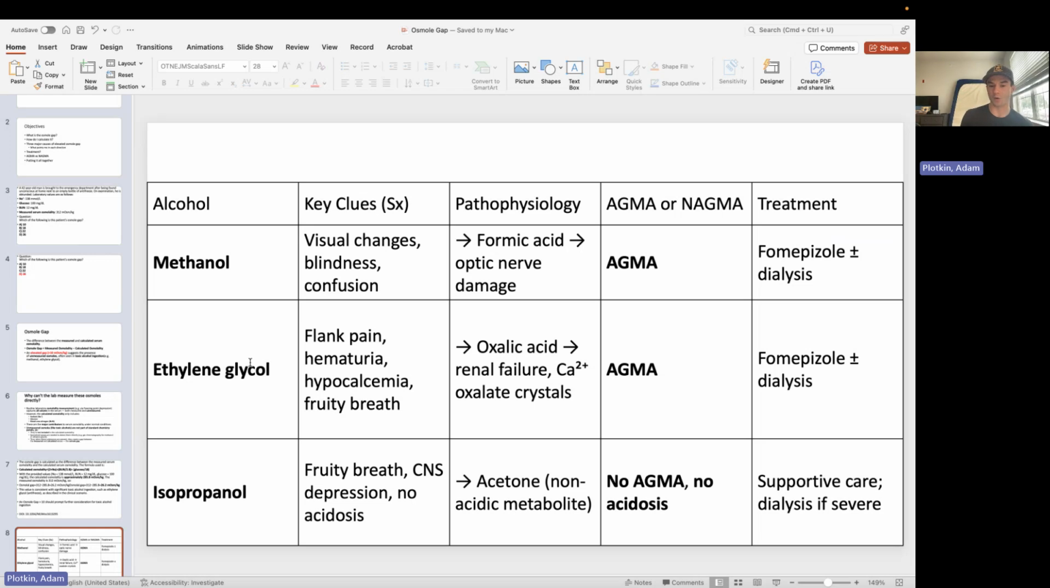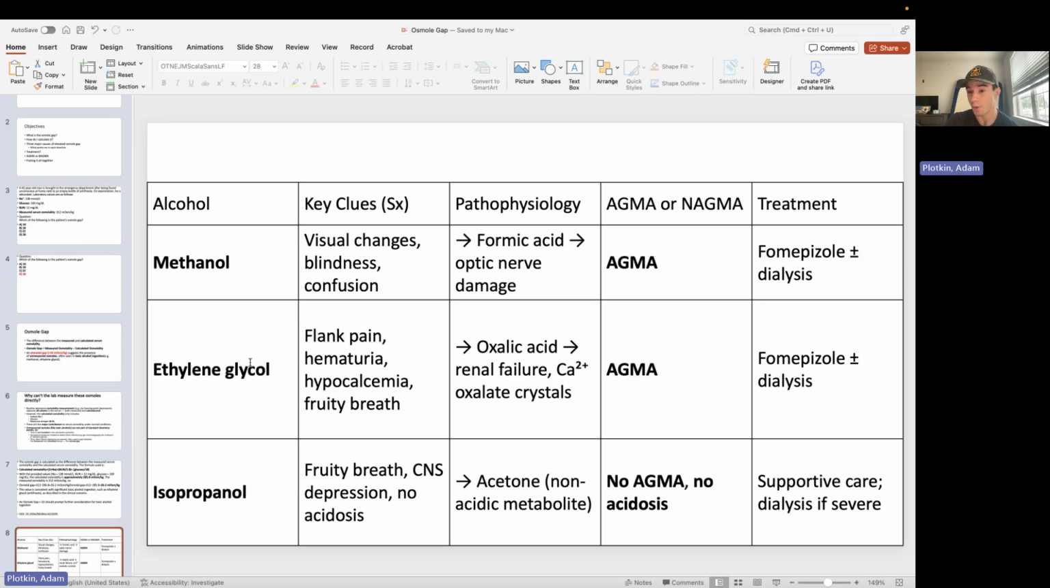And then we can tease out whether they are having more visual symptoms or more kidney-type symptoms, and we can look at the patient history too. With methanol, you'll classically see a history of moonshine, or the patient was trying to make their own alcoholic beverage of some sort. And ethylene glycol is classically antifreeze, okay?